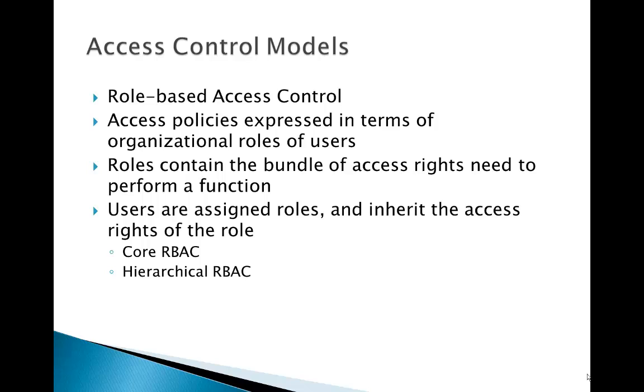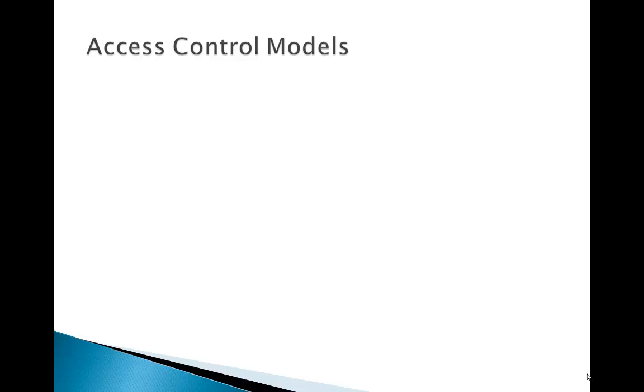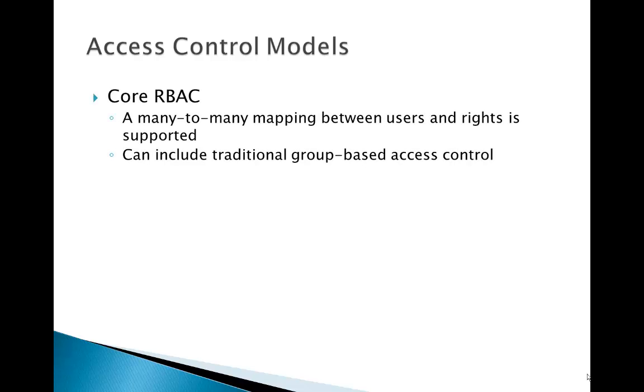And again, we have core role-based access control, where you just define the roles. The user is a member of a role, end of story, versus hierarchical, where you have a whole structure of roles, and lower-level roles instantiate or qualify the higher-level roles. Core role-based access control has a many-to-many user to rights mapping, supported by the role. So a particular role has many access rights and many users can be associated with the role.